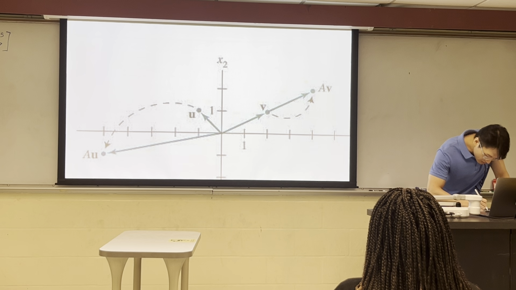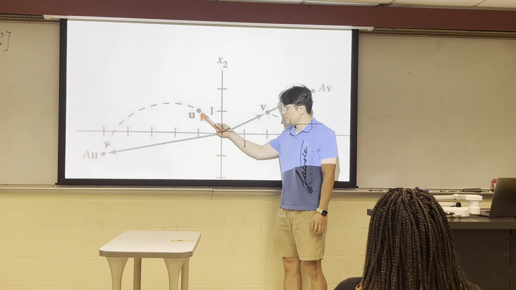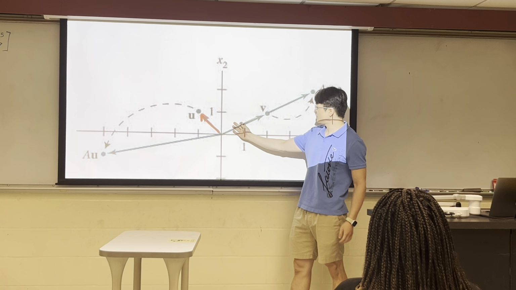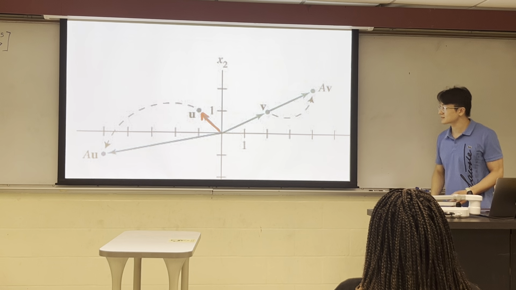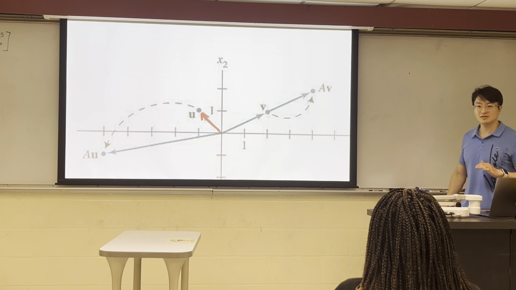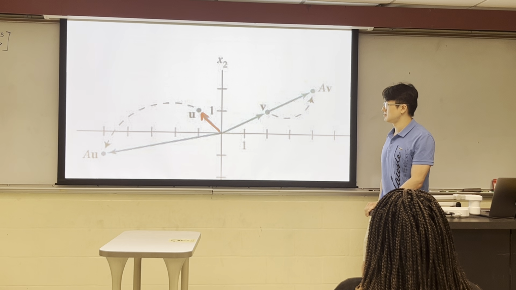So I start with U, I use matrix A to transform it, and this is what I get. Also V here. This is AV, the result that I get. Do you see any characteristics of this transformation? It gets bigger. It increases the magnitude of U and V.